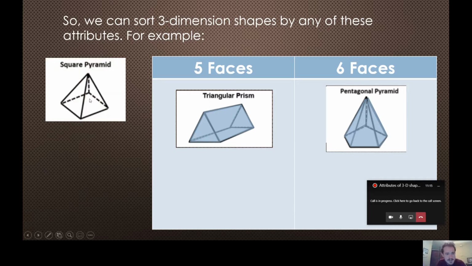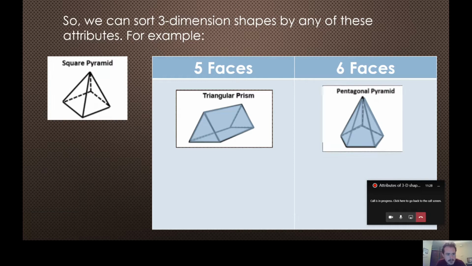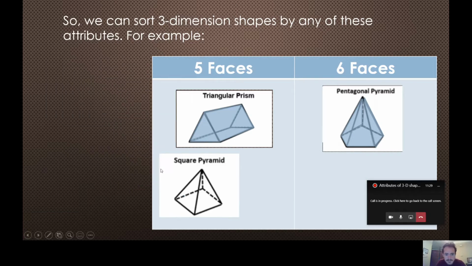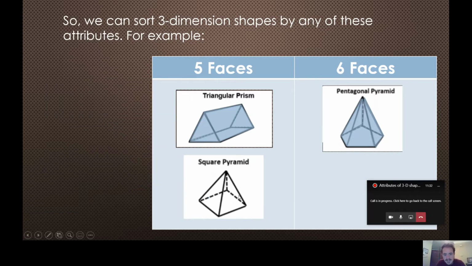This is a square pyramid. That means it has a square as its base, and then all of the other surfaces go up to a point, so that makes it a pyramid. So let's count up how many faces this square pyramid has. And if you got that it has 5 faces, you were correct. 1, 2, 3, 4, 5 at the base.